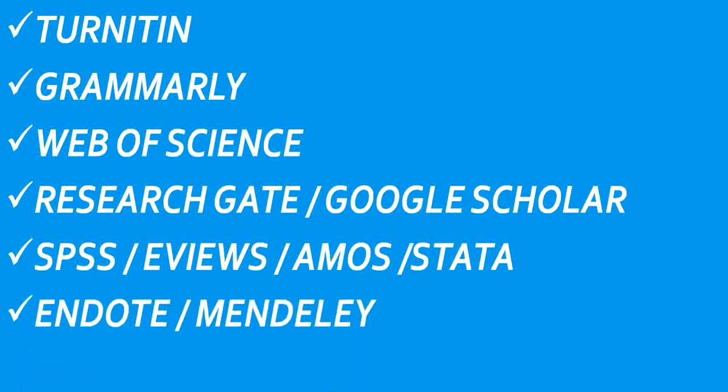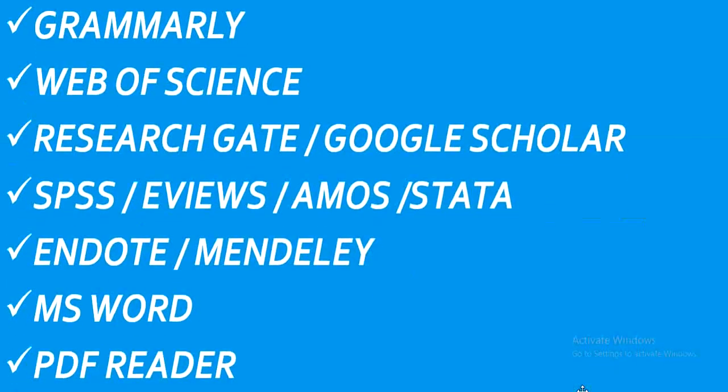Next we have software for reference management, such as EndNote, Mendeley. There are so many. You can learn any one of them and use it for your reference and citations management. Next we have MS Word. MS Word is very important. You should know how to use it while you're preparing your reports and research papers. It's highly recommended. The last tool we have is the PDF reader. A PDF reader is very important if you want to download and read research papers on your PC or laptop. So you should have a PDF reader to read research papers.